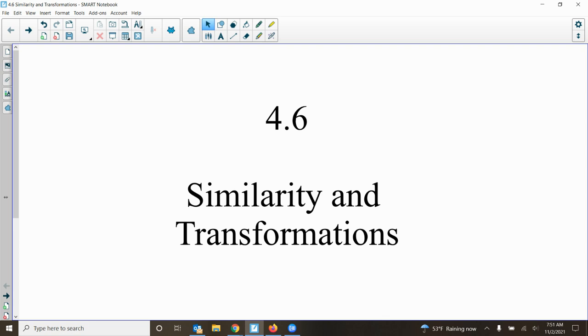Because if we dilate, we keep similarity. As long as k isn't 1 or -1, we don't have congruence. So if we're doing a similarity transformation, you're probably going to have a dilation in there somewhere. Does that make sense? You can't just have reflections, rotations, and translations, because that would be a congruence transformation. So this should be pretty quick today. It's just like 4.4, but now we're going to have a dilation in there somewhere.